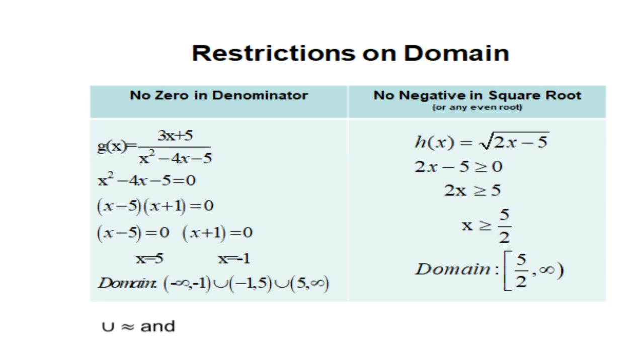So the domain of this function consists of all real numbers equal to 5 over 2 or greater than 5 over 2, which can be represented in interval notation as 5 over 2, infinity, where at 5 over 2 we put the bracket because 5 over 2 is included in the domain.